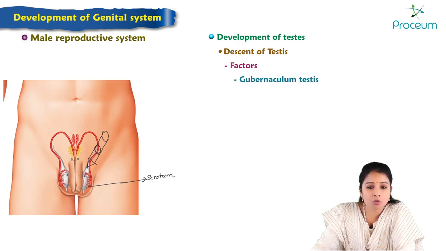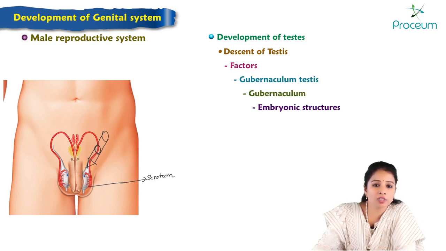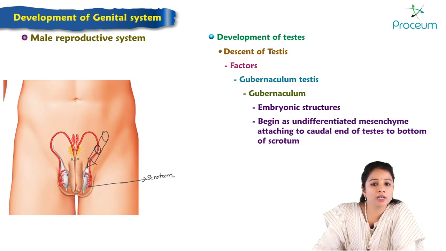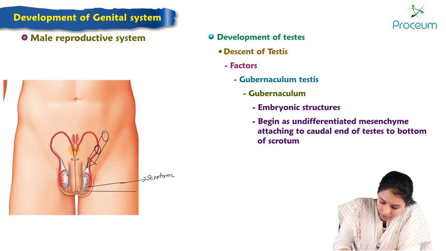The next reason is the gubernaculum testis. Gubernaculum is an embryonic structure that begins as undifferentiated mesenchyme and attaches the caudal end of the testis to the bottom of the scrotum. So here we can see the gubernaculum testis.